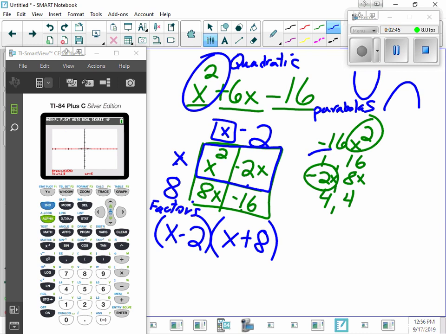Just like these are factors. 1 times 16 is 16. 2 times 8 is 16. Okay? So on the first part of 2.5, all it said was factor. Okay? And those factors were the answers. Today, it will say solve for the roots.